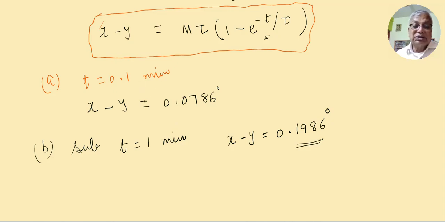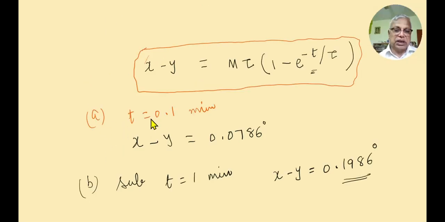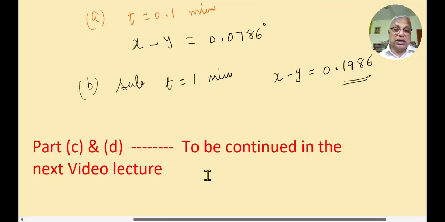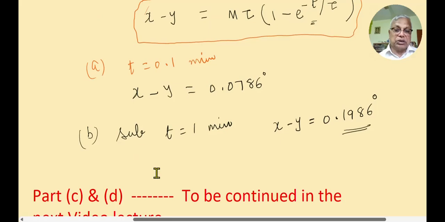So 0.1 minute after the disturbance, there is a difference between the true value of the bath and the temperature indicated by the thermometer. There is a difference of 0.0786, and it increases to 0.1986 at 1 minute after the disturbance. So these are the answers for parts A and B. For the remaining two parts, C and D, we will continue in the next video lecture. I'll solve parts C and D in the next lecture, and there we'll also be seeing a new term. So please stand by for the next lecture.